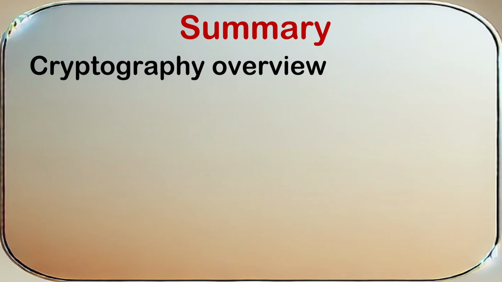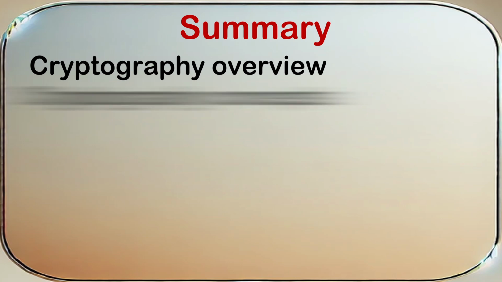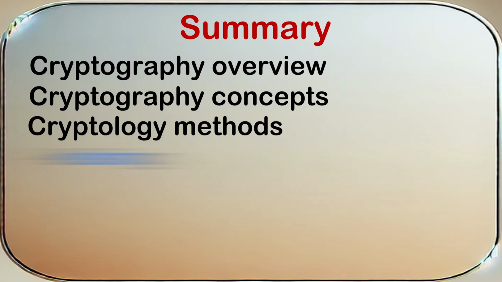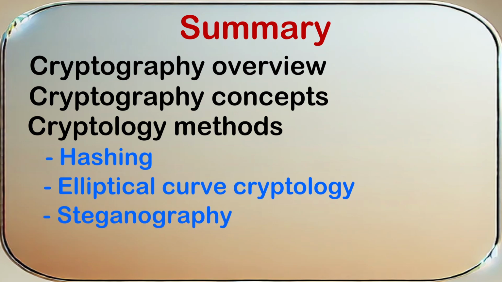That's it for this lesson. In this lesson, we discussed what cryptography is and how encryption and ciphers are used. We covered the key concepts of cryptography, including encryption keys, hashes, and digital signatures. And then we looked at a few cryptology methods, including hashing, elliptical curve cryptology, and steganography.